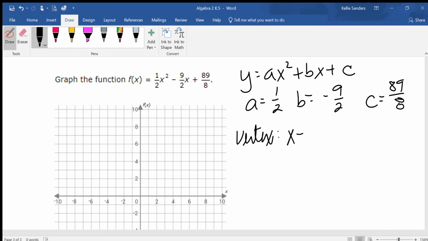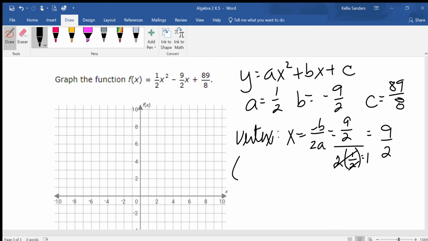To find the vertex, x equals opposite b over 2a. Opposite of negative 9 over 2 is positive 9 over 2, over 2 times a, which is 1/2. 1/2 times 2 is 1. Anything over 1 is itself. So the x of the vertex is 9 over 2. We'll talk about that better in just a second. So we're going to put 9 over 2.